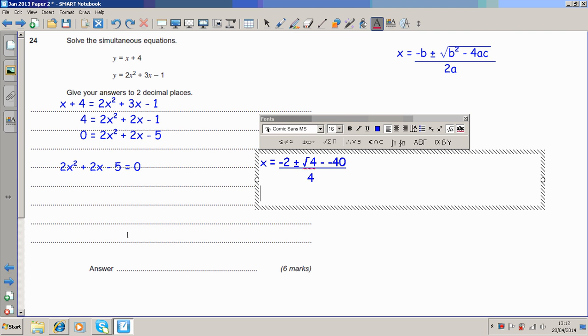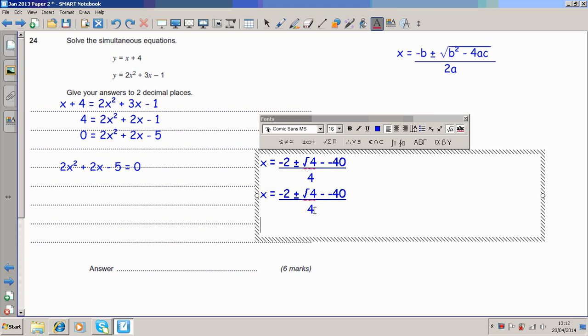Now I've done that all in one go. You don't have to do that all in that one step. You can do that a bit more slow paced if you want to. So now 4 minus minus 40, or minus and minus is a plus, and 4 plus 40 is 44.